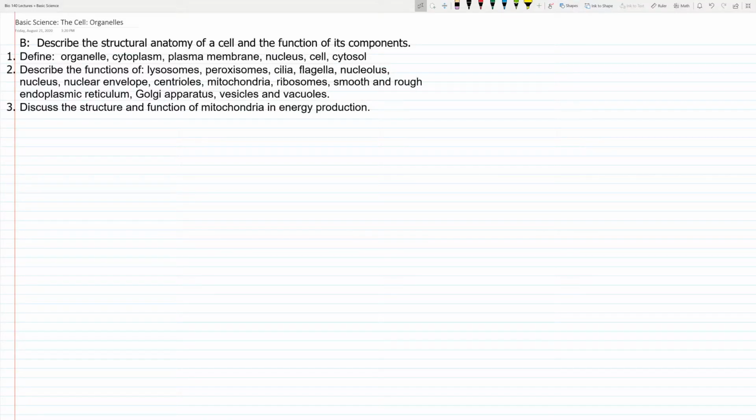All right, we're starting a new topic in this one, and we're going to talk about the organelles. If you look at your objectives for the course, you can see that we've got a whole new list of tasks. We've got to describe the anatomy of a cell and the function of its components.